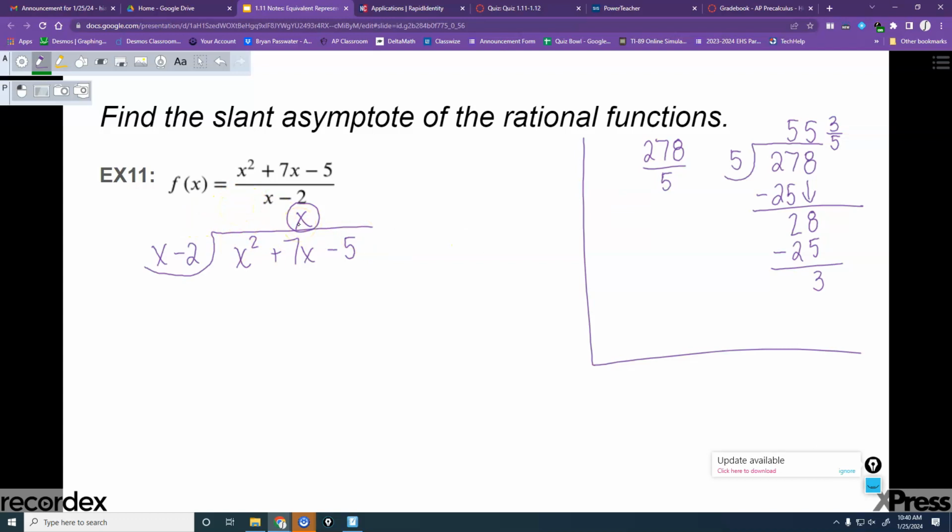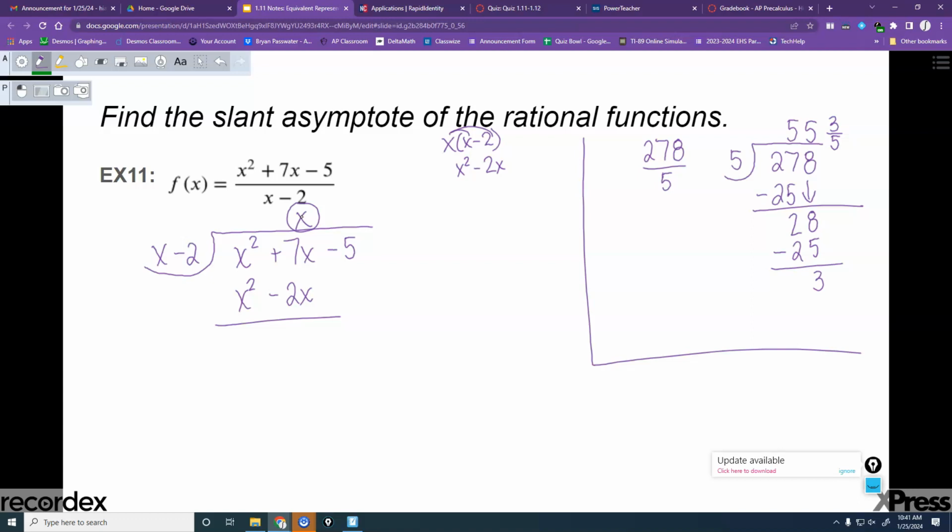So then, like over here, we got our 5, we multiplied. That's what we're going to do here. So we got to do x times x minus 2. To do x times x minus 2, we would distribute that x, right? So we would get x squared minus 2x. So right here we're getting x squared minus 2x. Okay, then what do we do next?